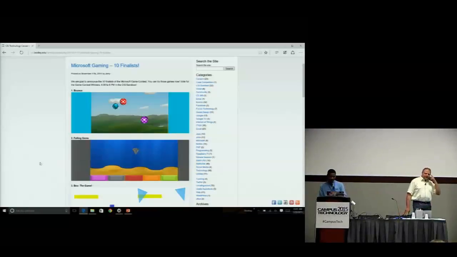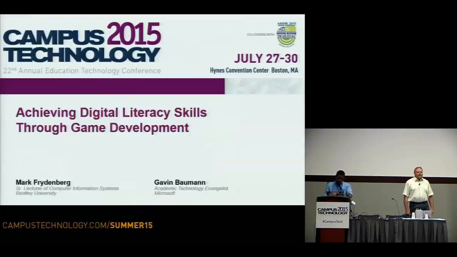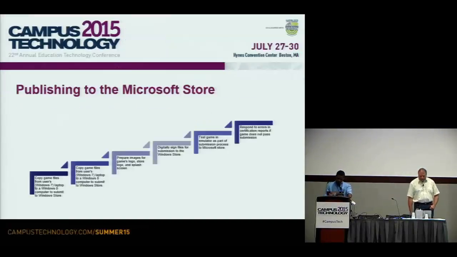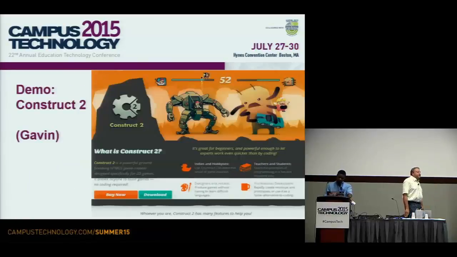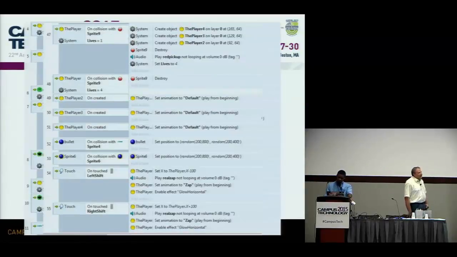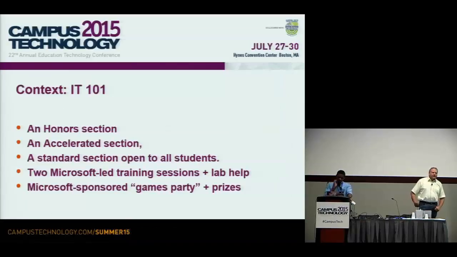So Gavin did this exercise in about 8 presentations over the course of a semester in 4 different sections of IT 101. A standard section, a couple of honor sections, and an accelerated section. And so that was the same. The only thing that was different was the students. We had a couple of training sessions and the party at the end.